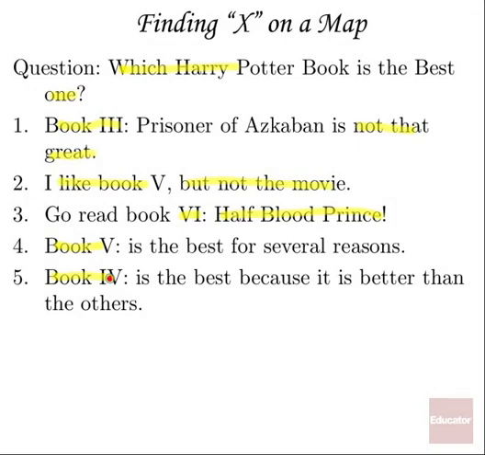We're going to do some process of elimination, and I'll show you which one is good and which one is not that great. Book 3, Prisoner of Azkaban, is not that great. Why? Because it is stated as a negative. If you want X on a map, you almost always want to have kind of an affirmative, positive answer to something. So let's go ahead and forget about that one.